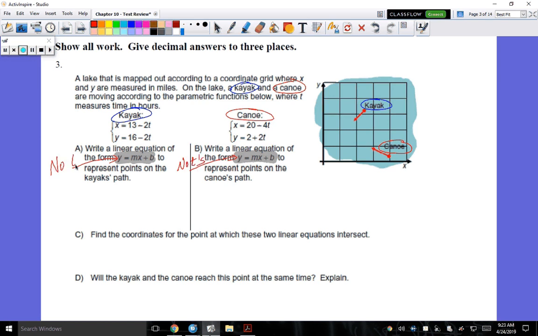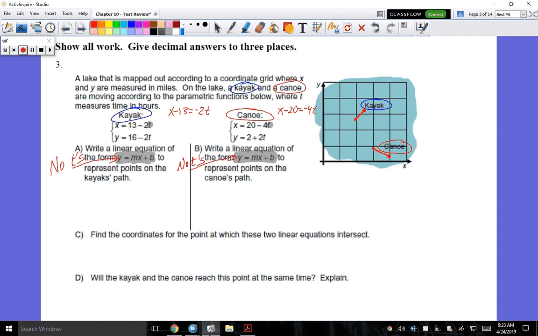So no t's. Okay. So step 1, what we want to do is get t all by itself from the x equation. So I'm trying to get these t's by themselves first. Okay. So let's go ahead and just do the algebra from there. So we're going to say x minus 13 is equal to negative 2t. And we're going to say x minus 20 is equal to negative 4t.